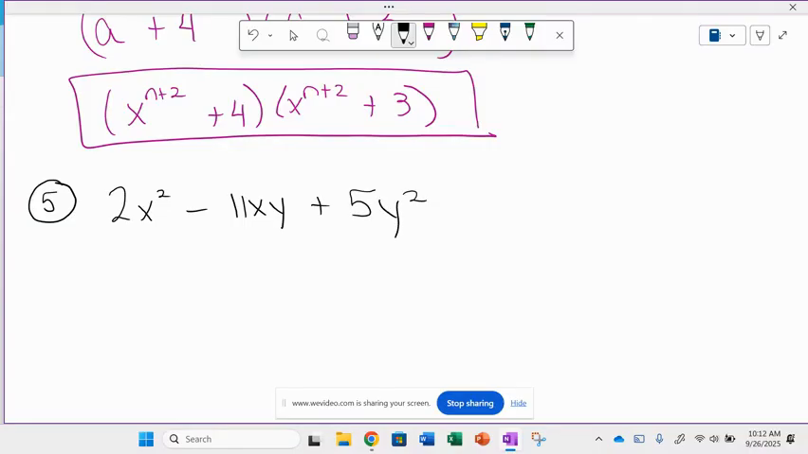So what have I added now? Another variable. Don't get frightened by the other variable. We're going to do this exactly as we've been doing it. We're just going to add in a y. And I'll show you how.